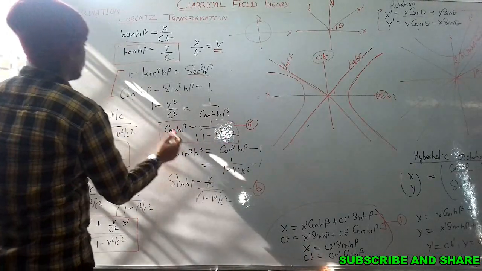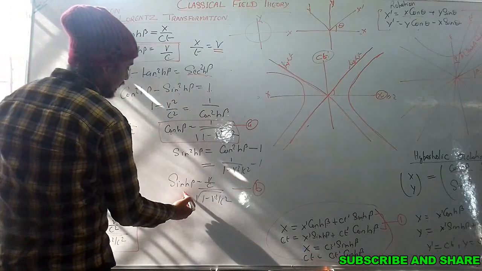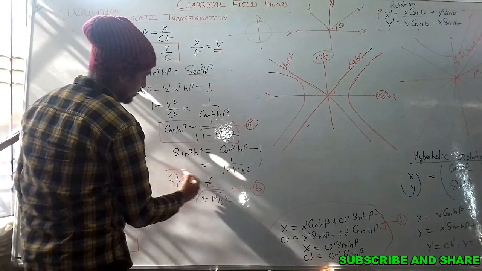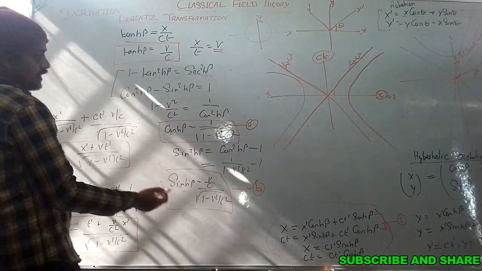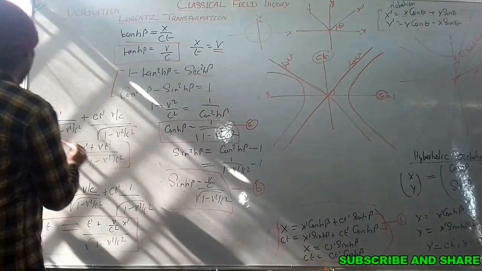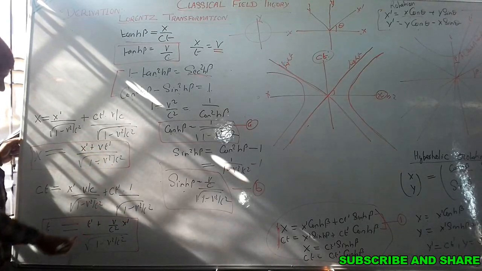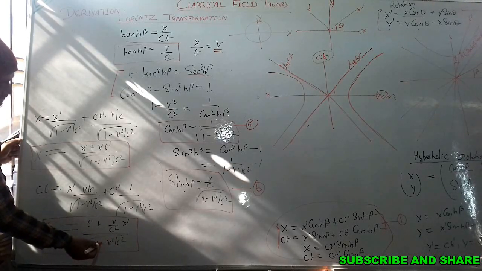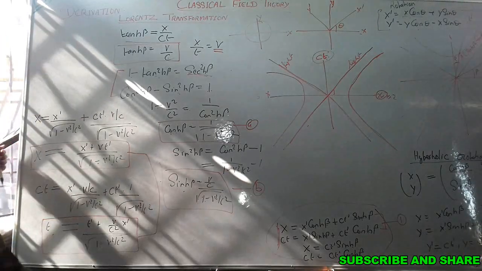Now we simply put this into cosh² β minus sinh² β is equal to 1, and we will get sinh β is equal to v by c divided by root 1 minus v² by c². Now we plug these two equations into this transformation. So we will get x is equal to x dash plus vt dash divided by root 1 minus v² by c², and t is equal to t dash plus v by c² x dash divided by root 1 minus v² by c², and these two are called Lorentz transformation.